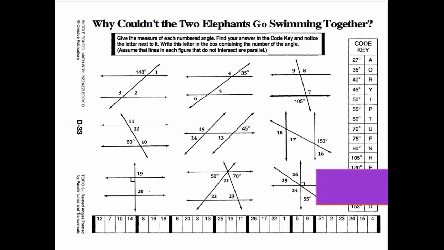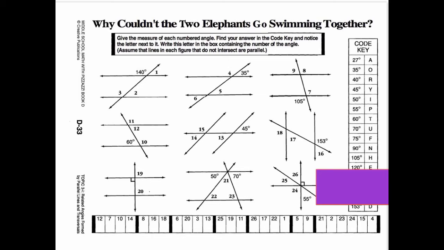This is the assignment that goes along with the lesson, so I'd just like to walk through a couple problems with you so that you get an idea of what's going on. And again, all of this pertains to what we've talked about over the last couple of days, and that is that when we have intersecting lines, something special happens with the angles that are formed. So go ahead and read the directions.